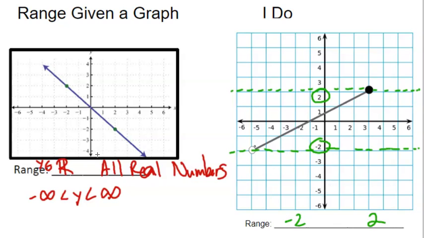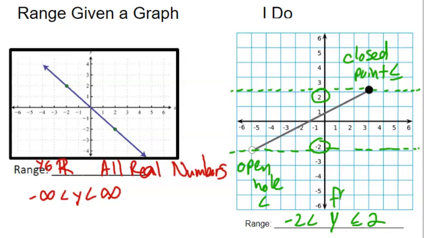The lowest number is a hole, so it's open hole. So that's a less than symbol. This one right here is a closed point. So that means we have less than or equal to. And of course, range is y, so we're going to put y in the middle. They might also put f of x instead, so be careful with that.